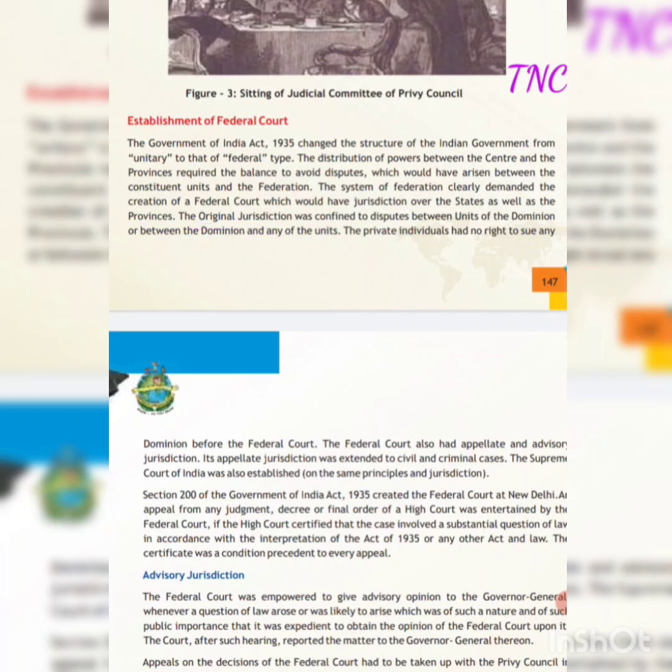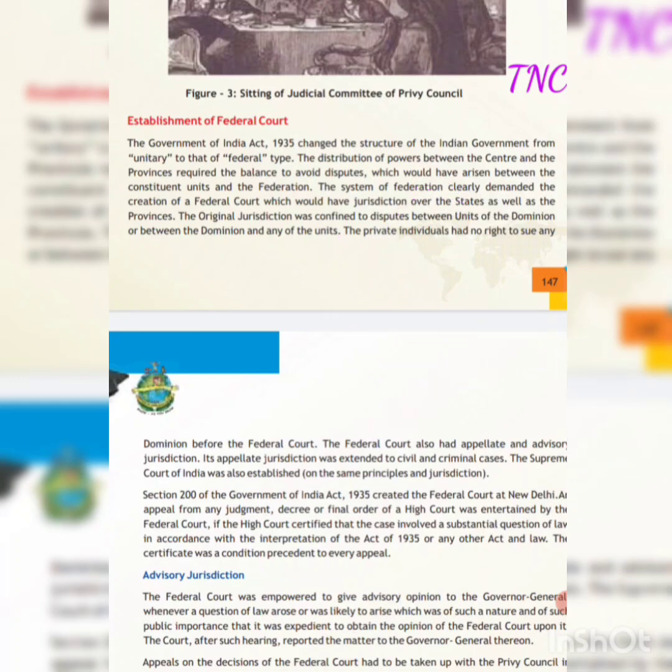So original jurisdiction is confined to the disputes that are between the units of the dominion, meaning organs of the dominion or the government, and between the dominion and any of the units, meaning between the central government and its organs if there is a dispute, and between the central government and any state government if there is a dispute.